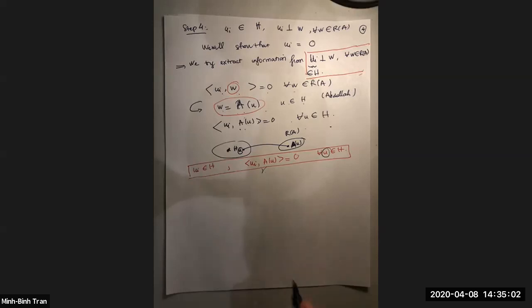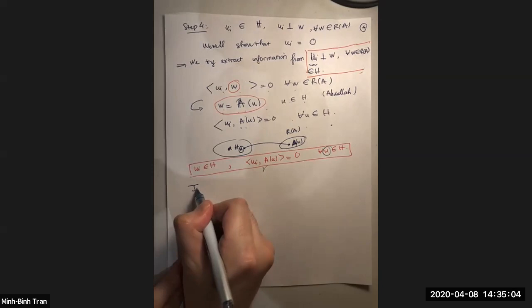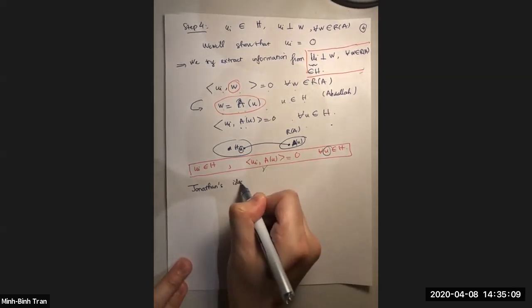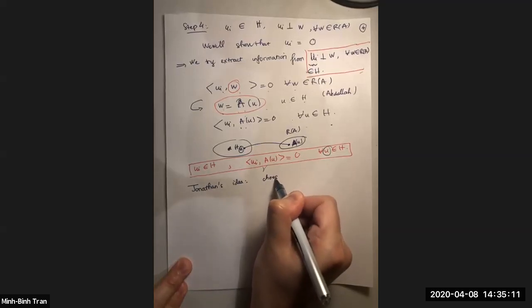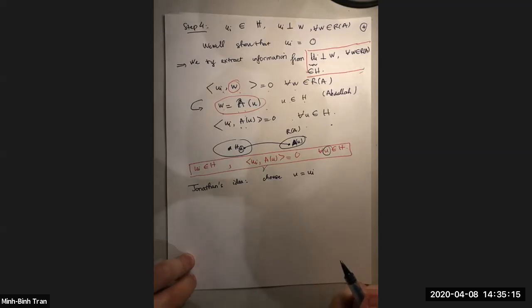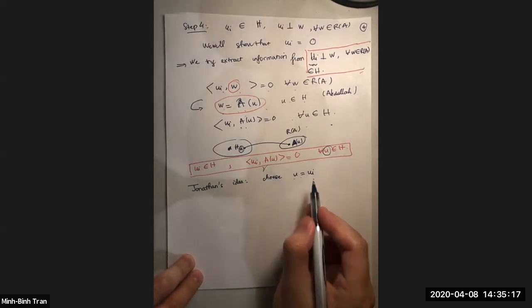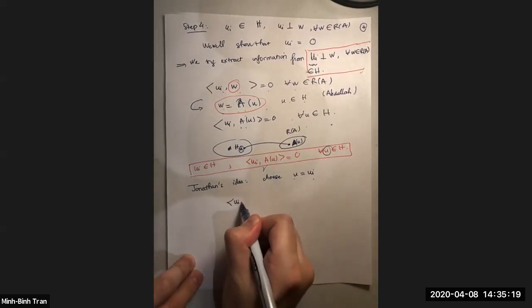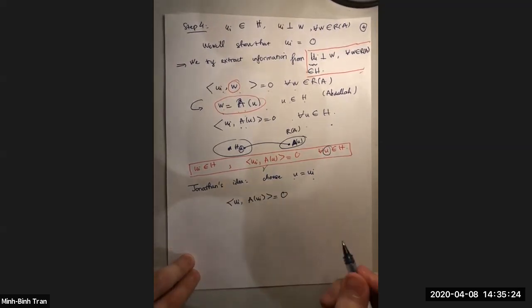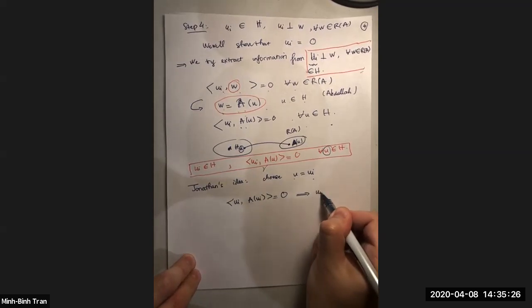So Jonathan got it correctly, right? Jonathan's idea will be to choose u to be equal to u_i to extract some more information, right? So now I choose u to be u_i. What do I have? I have the inner product of u_i with Au_i, which is going to be 0. Can I say that this is going to give me u_i equals 0?